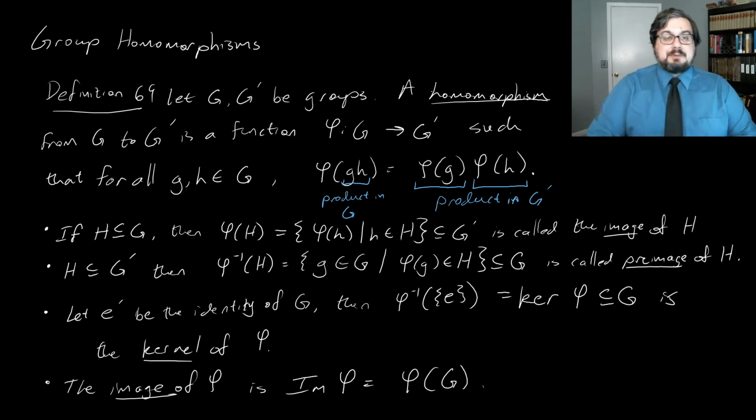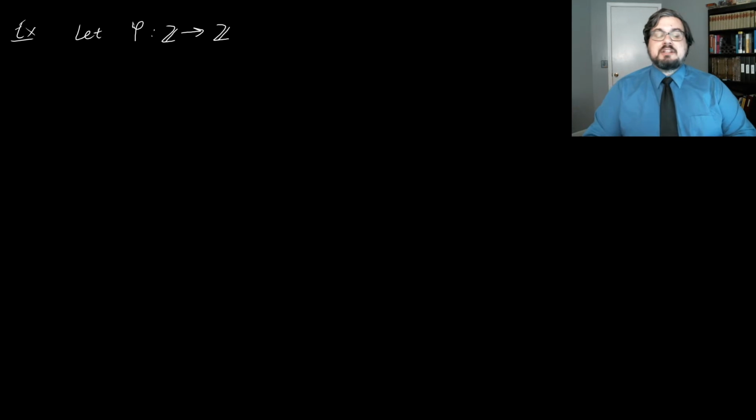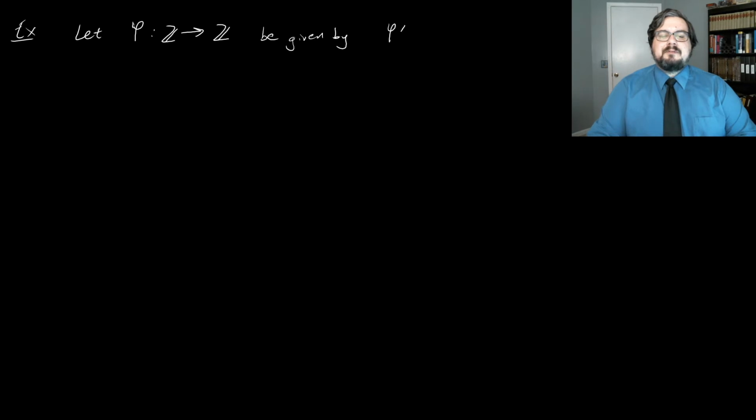Let's look at some examples. So let's let phi be from Z to Z. Of course, the groups G and G prime can be the same. You can look at a homomorphism from a group to itself, and we do very often. And so let's let it be given by phi of x equals 3x. Let's check that phi is a homomorphism.